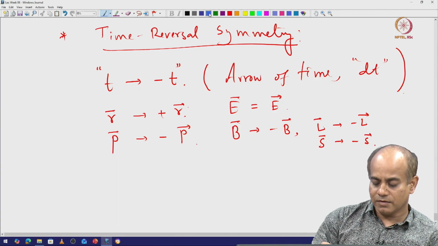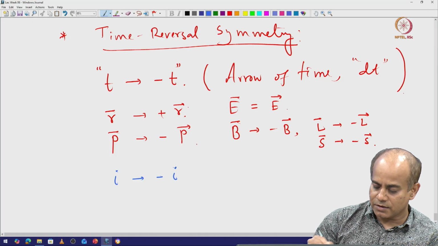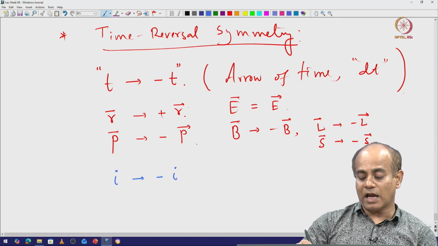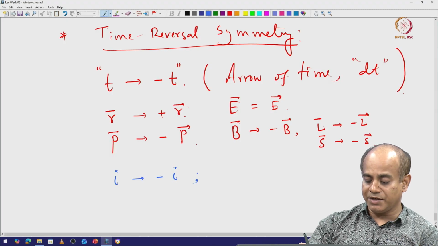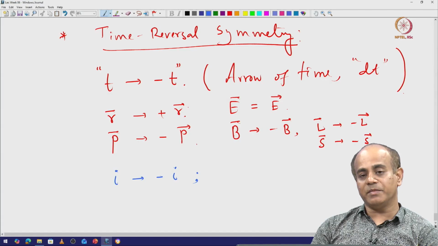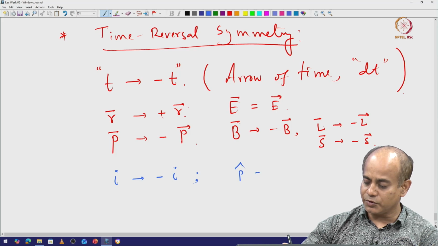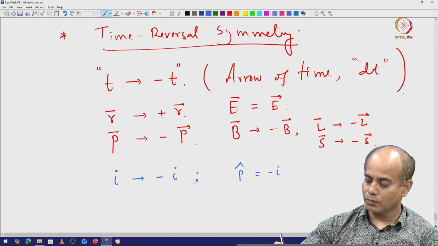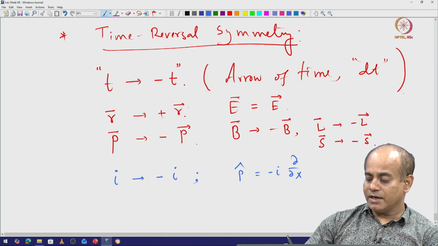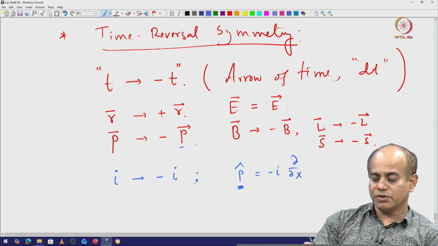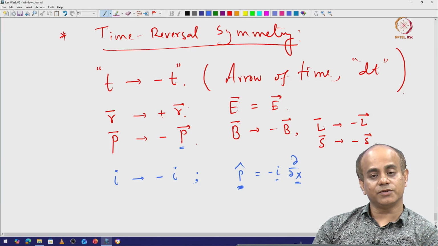Another thing under time reversal is that I has to go to minus I. So, time reversal operation cannot be obtained by a unitary operator. It requires an anti-unitary operator, and it can be justified in many ways, and we can just take one example, that should be enough, that is, look at the position operator. Okay. So, you see that under time reversal, the momentum operator has to change to minus p, but x does not change. So, I must change.